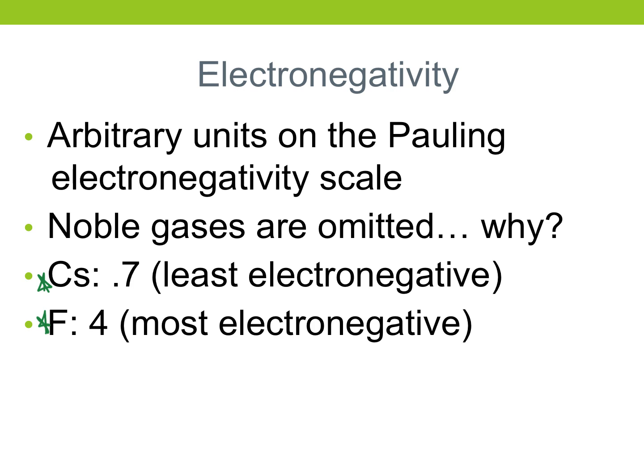So the least electronegative element is cesium, and it has a value of 0.7. The most electronegative element is fluorine, and it has a value of 4. That means all the other elements fit into the range between 0.7 and 4.